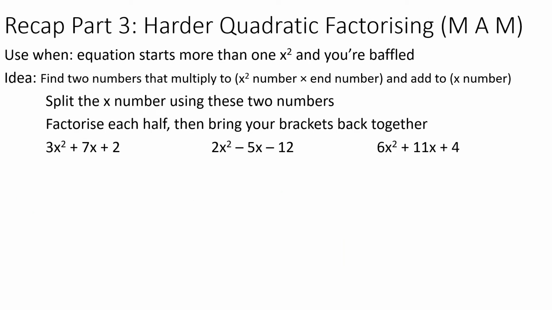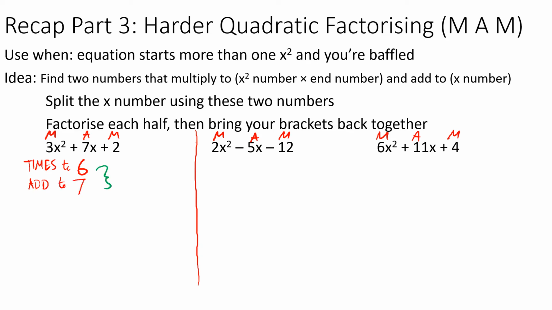And then the other way that we did these was we used this whole multiply, add, multiply method. So I called this the MAM, I think. So it starts by writing these letters, sorry, on the top. And what we do is the two things that have got M on them, we multiply them together. So we need to times 2, 3 times 2, we need to times to 6. We need to add to the middle number to 7. And the numbers that do that are 6 and 1.